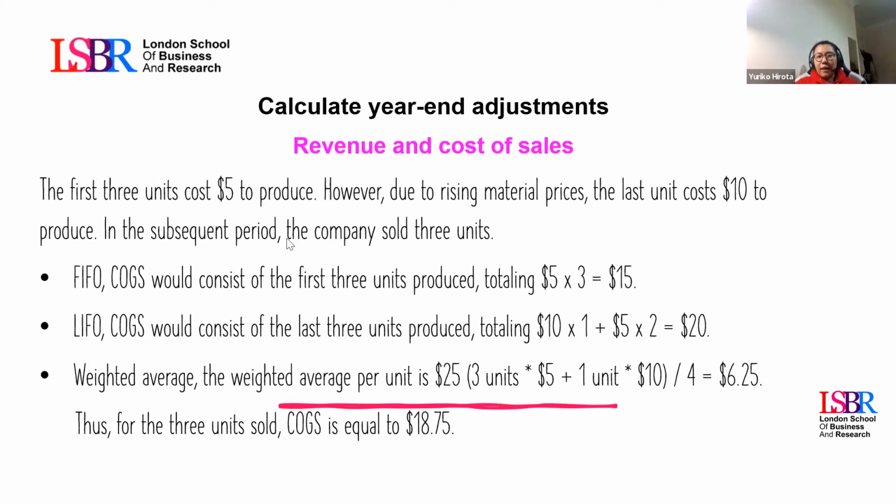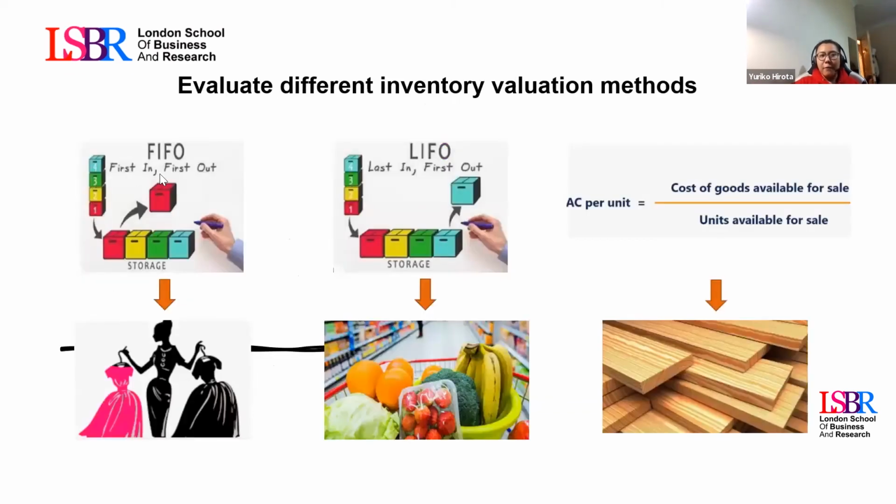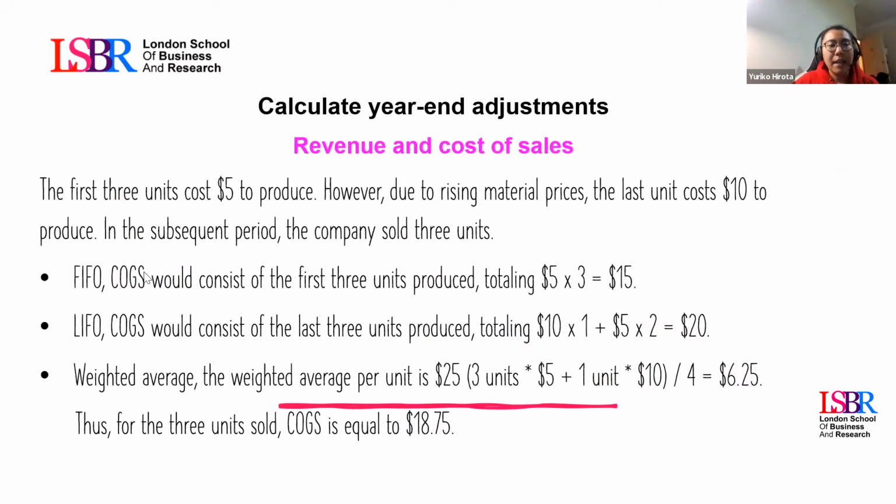In the subsequent period, the company sold 3 units. So we have in our inventory 4 units, and 3 of them are sold. So how can we determine the cost of the product and then determine the adjustment or the entry? If we are following the first method, first in, first out, it means that for the first 3 units, the cost will be 5.